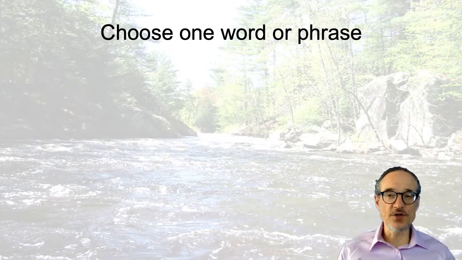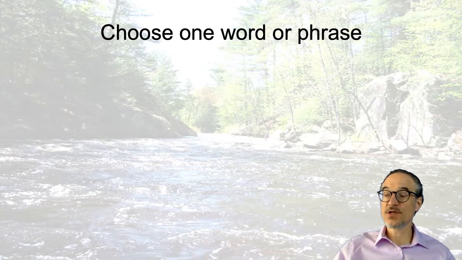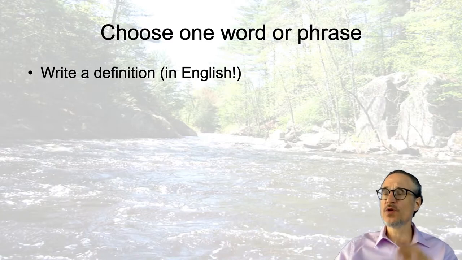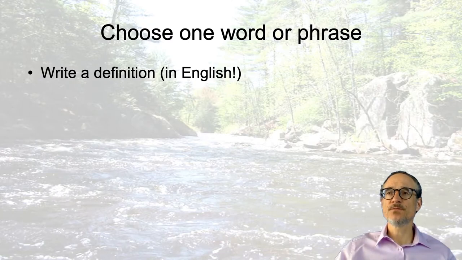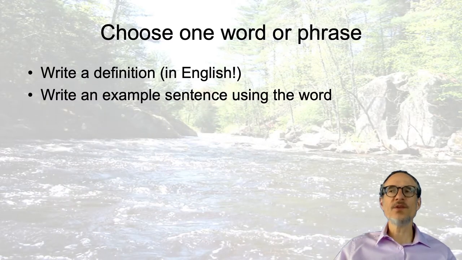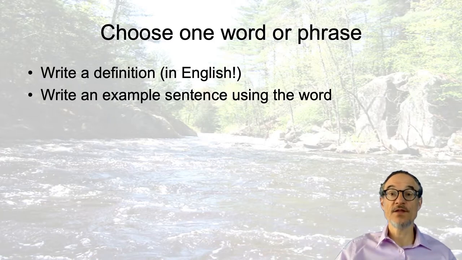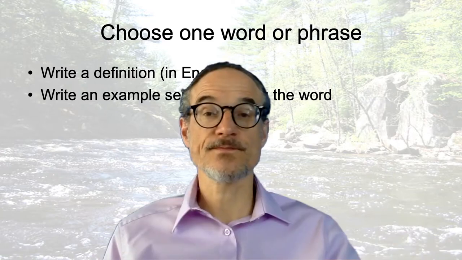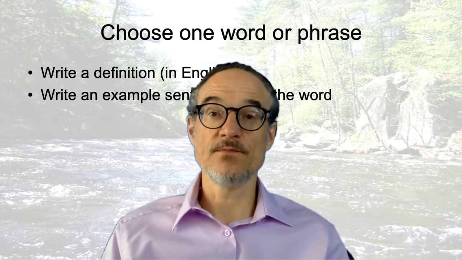So from your 5 words or phrases, I'd like you to choose one of them. And 2 things I'd like you to do. First of all, is to write a definition in English. So what does the word mean? Just choose one of the words. Write a word, write a definition. And probably with the same word, try and write an example sentence using that word, or try and find an example sentence. If you have the internet, find a sentence with that word in the sentence. Go away and do that.